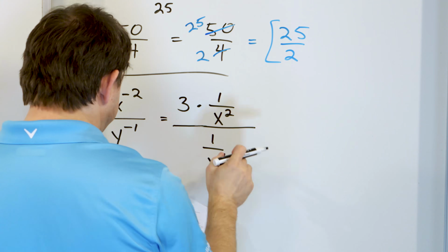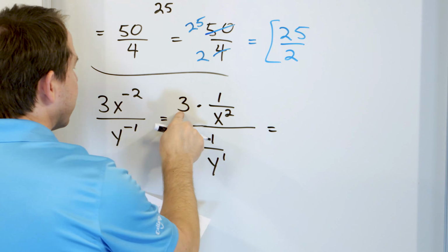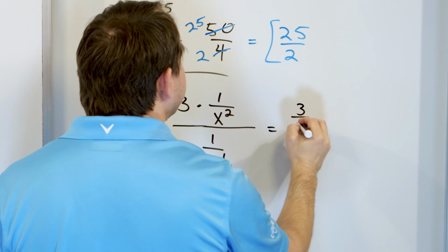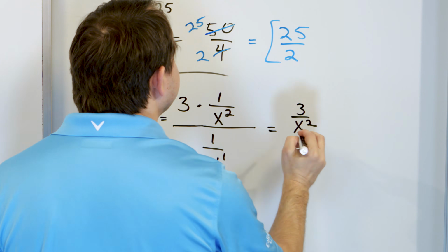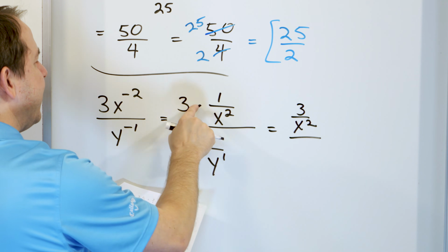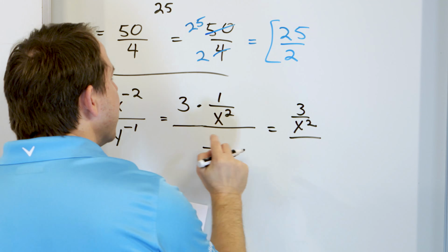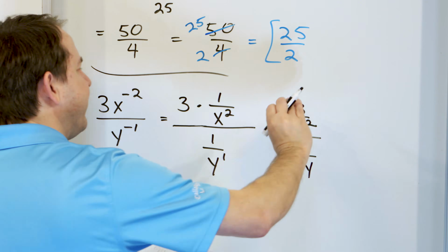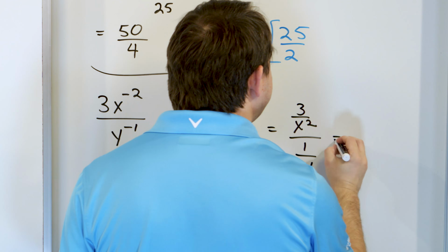Now on the top, it's going to basically be 3 over 1 times this. So you multiply the tops, 3, multiply the bottoms, x squared, because you're taking 3 over 1 times this, multiply tops, multiply bottoms. On the bottom, you're still going to be stuck with the 1 over y. But then you have a fraction divided by a fraction. We know how to handle that.